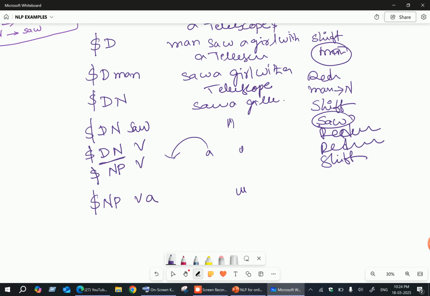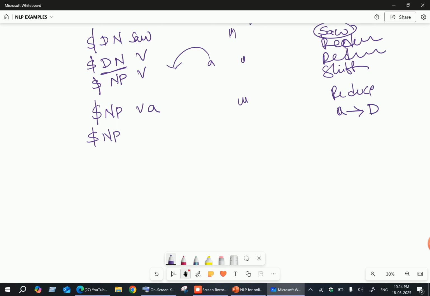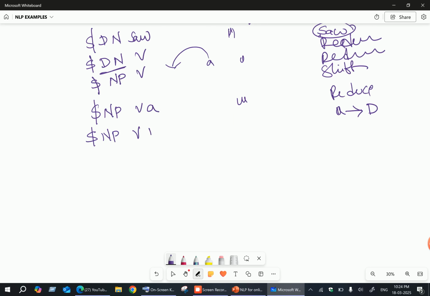Okay, after that what you need to do? Reduce A to determinant by seeing the grammar. Now the stack is $NPVD. So then the remaining string you can write down here.